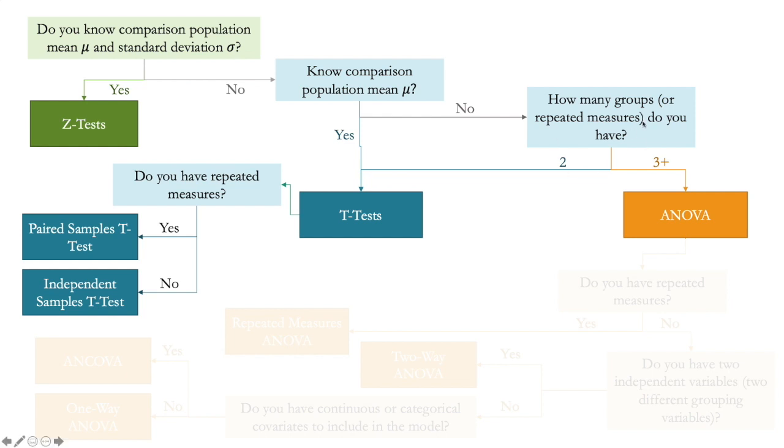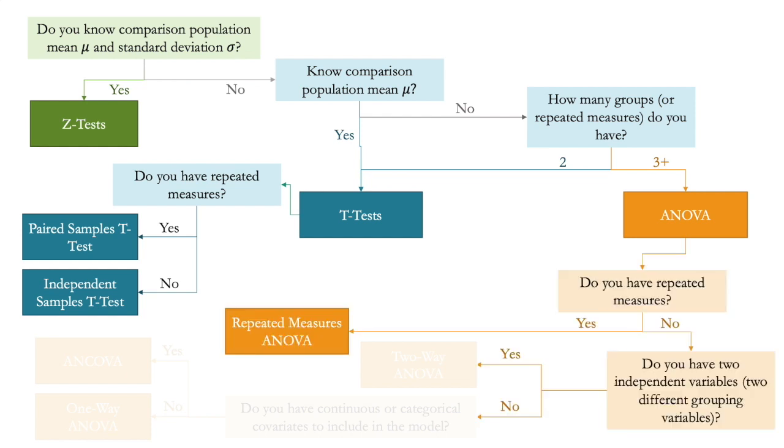Over here, if we have three or more groups or three or more repeated measures, like a pre-test, mid, and post-test, then we're going to consider ANOVA. With ANOVA, the question is, again, do we have repeated measures? And if so, then we're using repeated measures ANOVA. Good name, right? If not, then we have to ask the question, do you have two independent variables? Or in other words, two different grouping variables, like one of them could be the treatment and control. That would be one group.